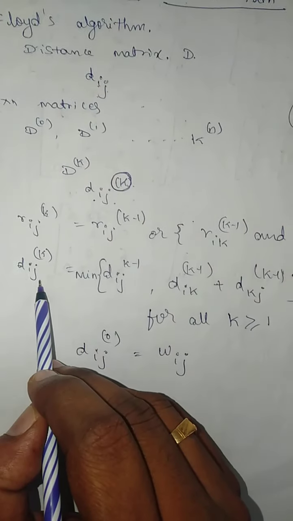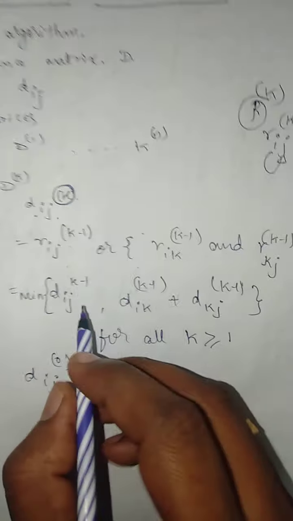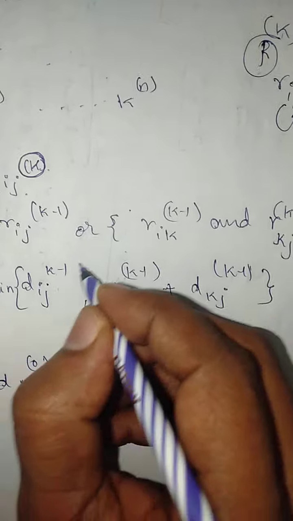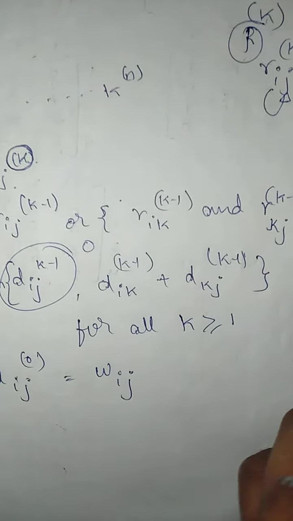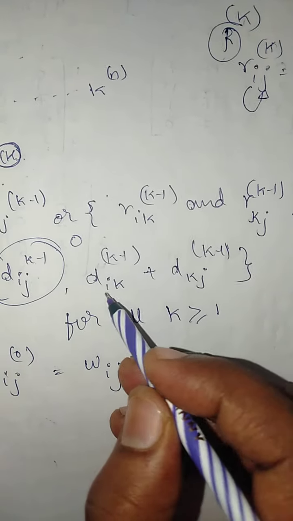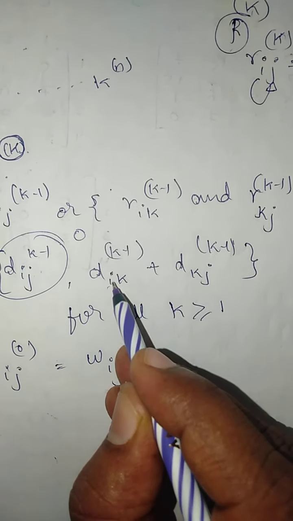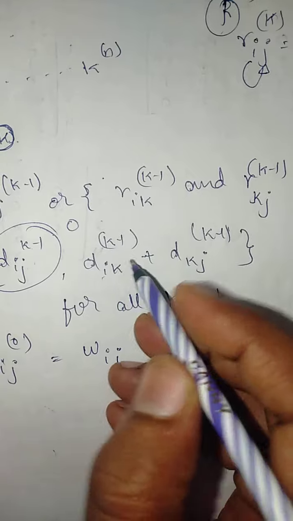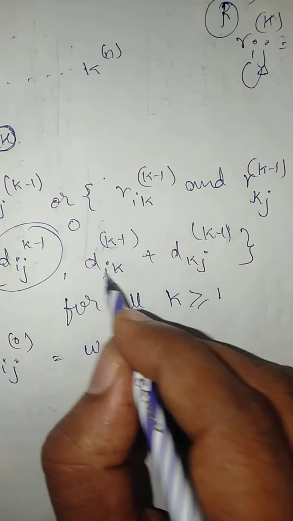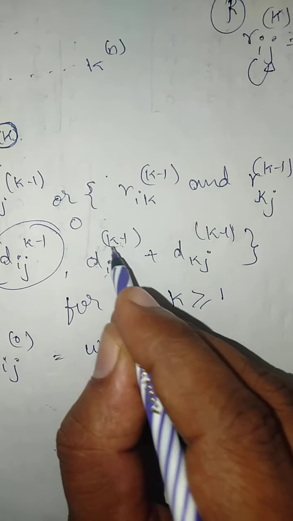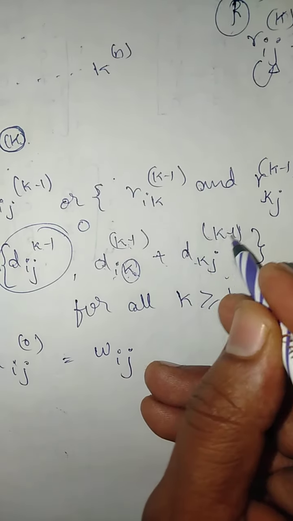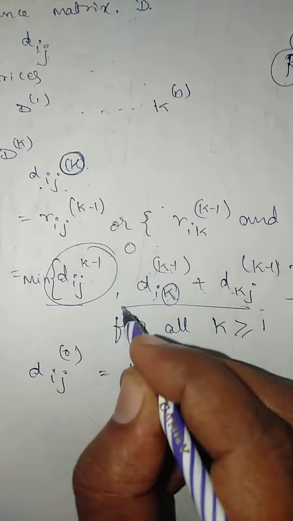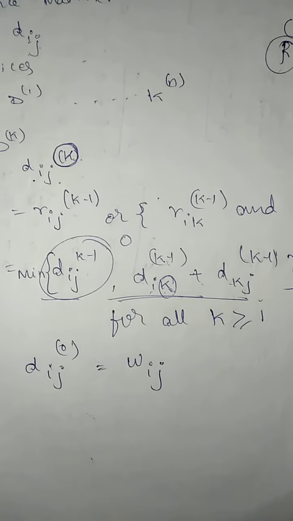So d_ij of k equals minimum of d_ij of k minus 1. I mean, in the previous matrix, if we have, say for example 0, we have to return it as it is. Otherwise we have a better path from the previous matrix. I mean d_ik of k minus 1 in the previous matrix, using k as the intermediate vertex, plus d_kj of k minus 1. I mean, so we have to select minimum of these two, right?